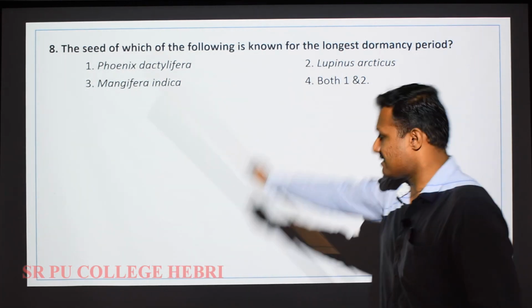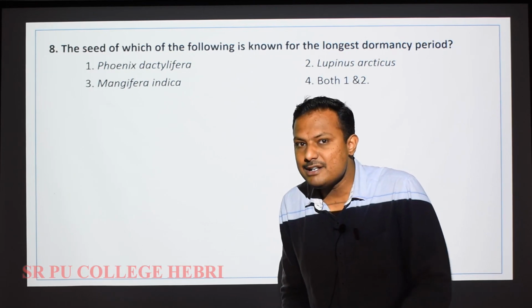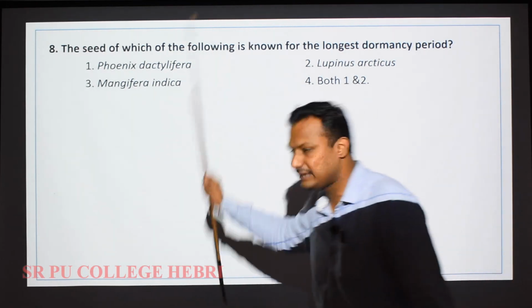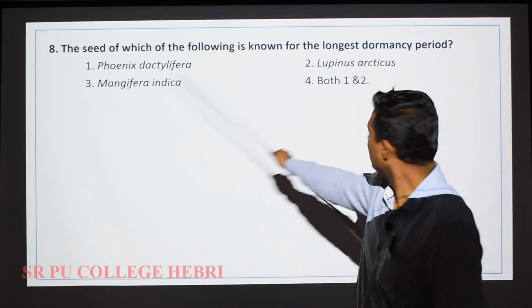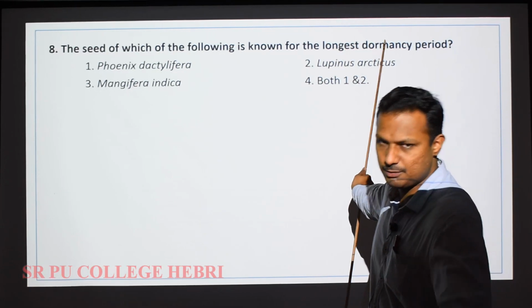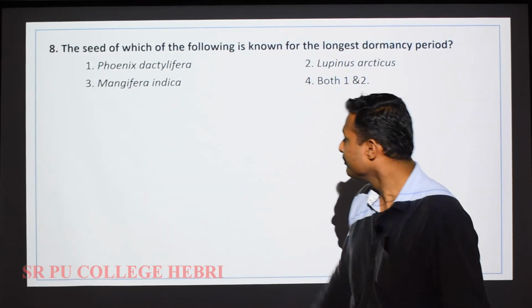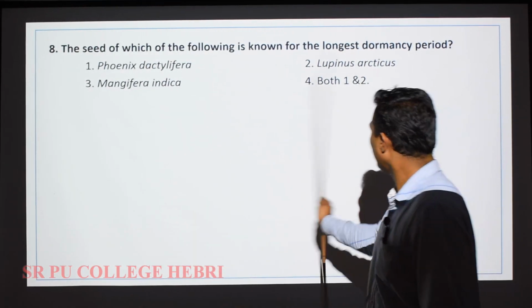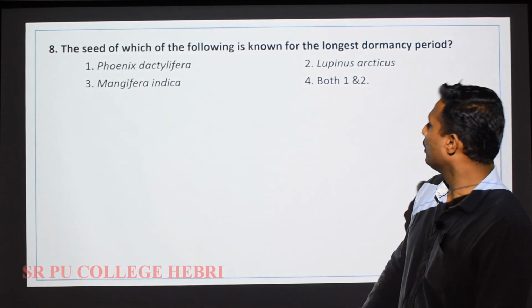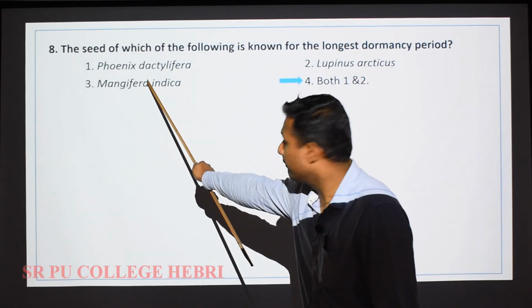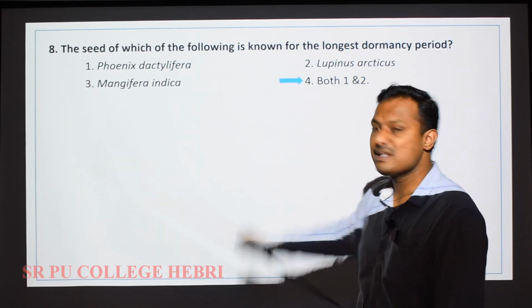Now in this, which one of these plants is known for having the longest dormancy period, we are asking. Phoenix dactylifera, date palm, right? Lupinus arcticus. So Lupinus belongs to the family Solanaceae. Mangifera indica means mango, you know. So both 1 and 2 are the given options here. Now actually the answer is both 1 and 2. That means both Phoenix dactylifera and Lupinus arcticus.